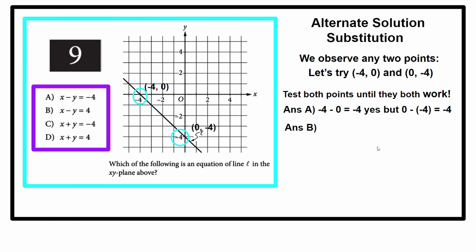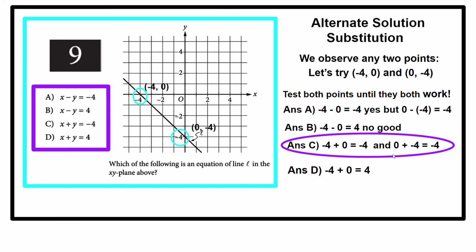Let's try answer B. Let's first try point (-4, 0). B's solution is x minus y equals 4. So negative 4 minus 0 does not equal 4. That is not correct. Let's try answer C. x plus y equals negative 4, so negative 4 plus 0 does equal negative 4. Let's try the other point, (0, -4). 0 plus negative 4 does equal negative 4. So answer C is correct. And as we can see, answer D is not.